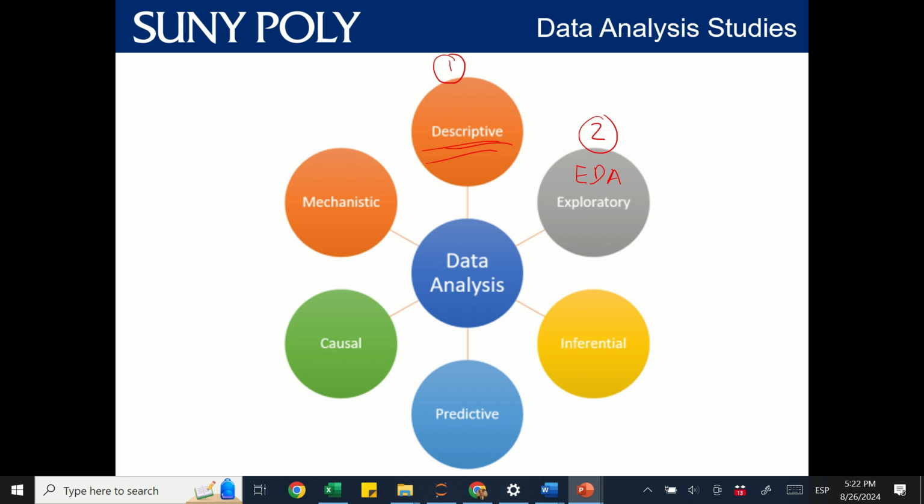Let me tell you something. I mentioned before that most of you want to do predictive analytics, but most of the times and most of the companies, I would say at least 95% of the time, you will be doing descriptive and EDA because it's required, it's needed in order to answer some of the business problems.